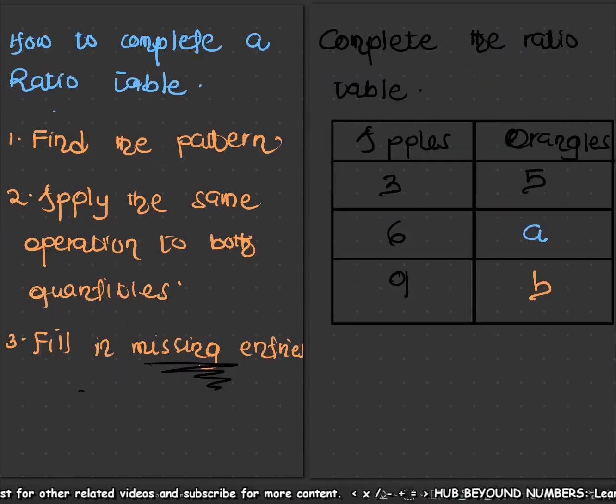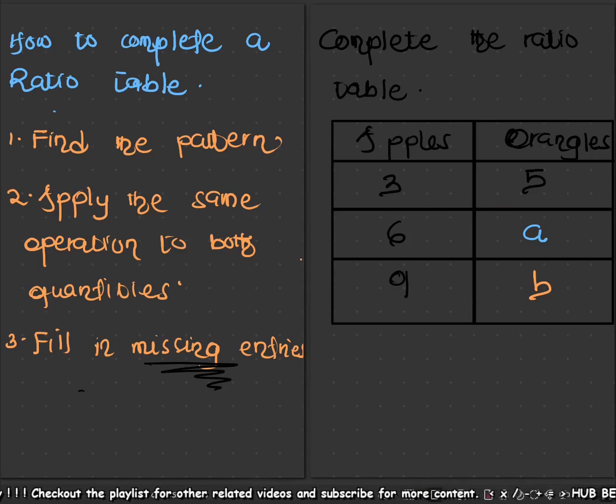So in view of that, I'll be writing out some tables which we will try and fill out. So let's look at this example here. It says you have to complete the ratio table here. And over here we have apples and oranges in a table. Now we are looking for the value of A and also the value of B. So we know the basic ratio is 3:5.